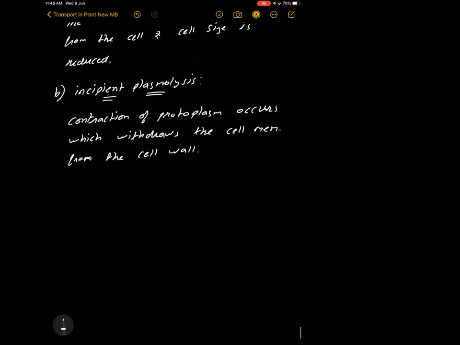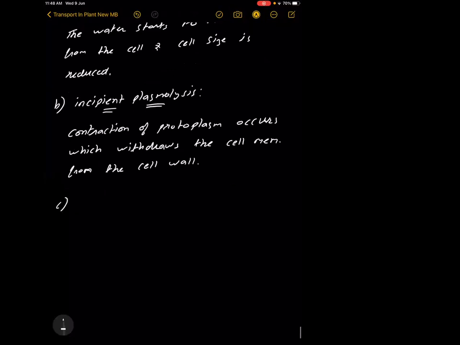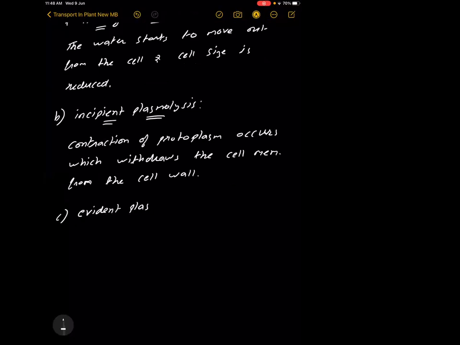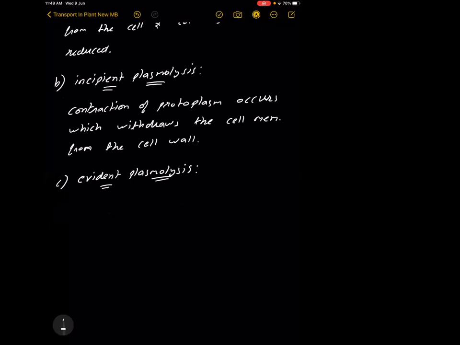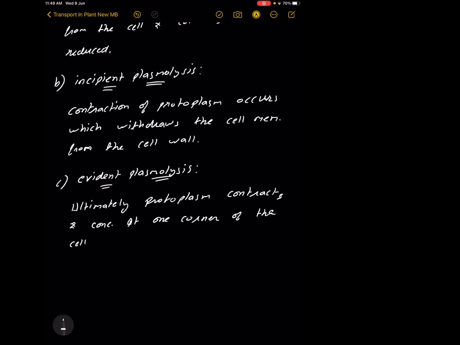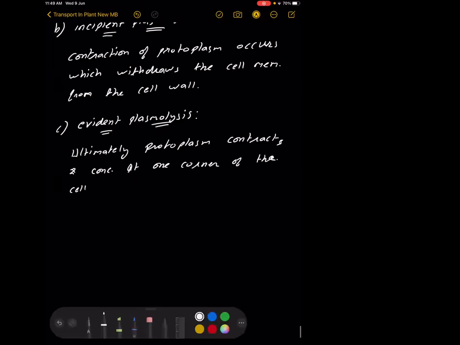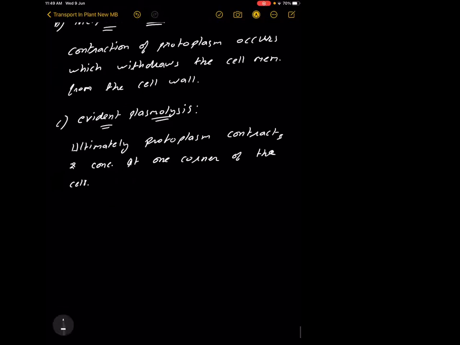Just let me finish the last point. Just a minute. Incipient and then evident. So evident means this is the last stage. Ultimately, protoplasm contracts and is concentrated at one corner of the cell. That is evident plasmolysis.